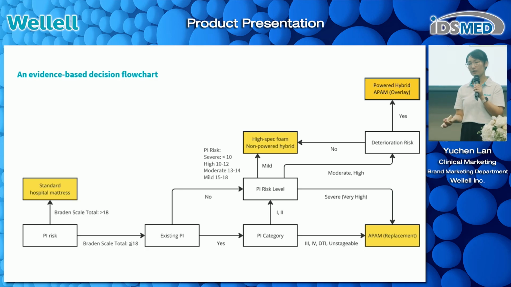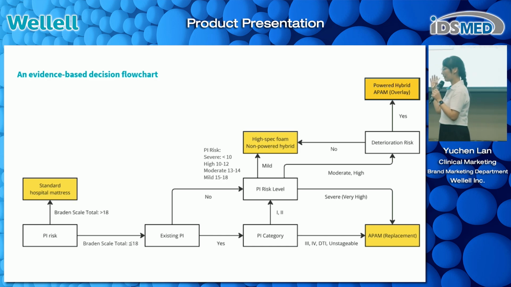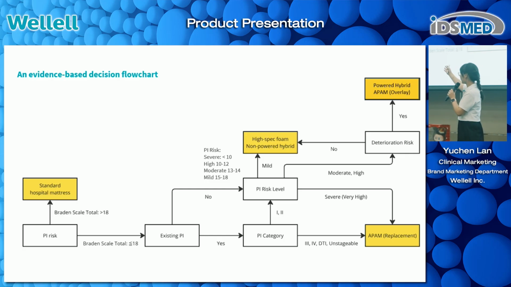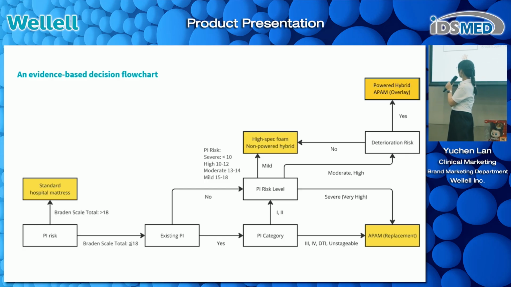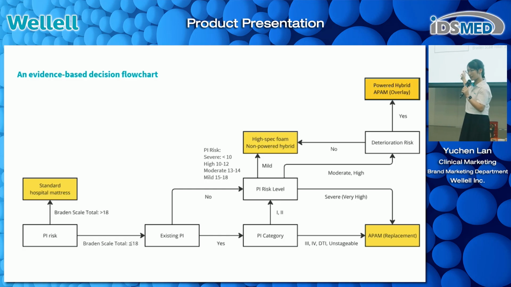The flow chart shows in which kind of situations we might suggest the patients use the air mattress. So following the considerations, let's go to the first element. We can check the patient's pressure injury risk.